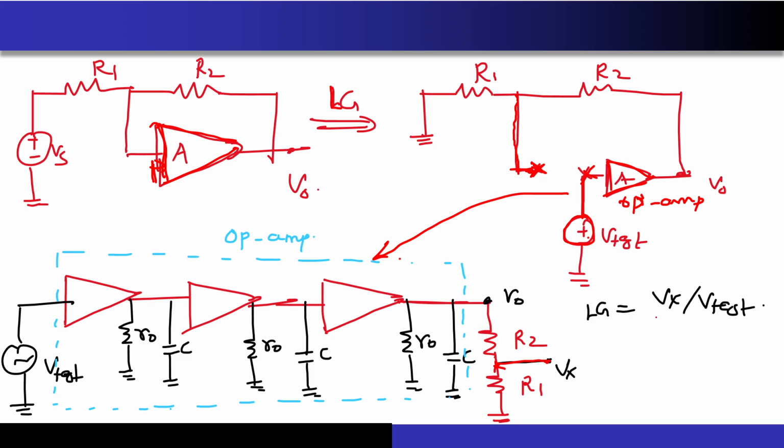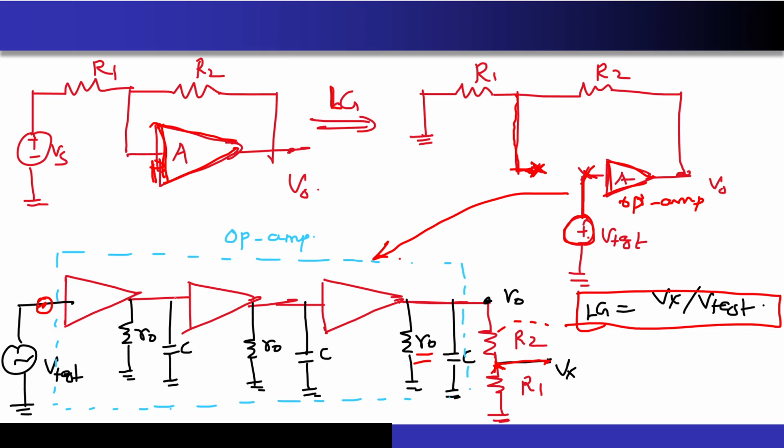So the loop gain is nothing but Vx upon Vtest, correct? Vx is coming at the output of the R1 and Vtest is coming at the input. What you can see over here, the loading for the third stage has changed now. It is not only R0, it is R0 in parallel with R2 plus R1.